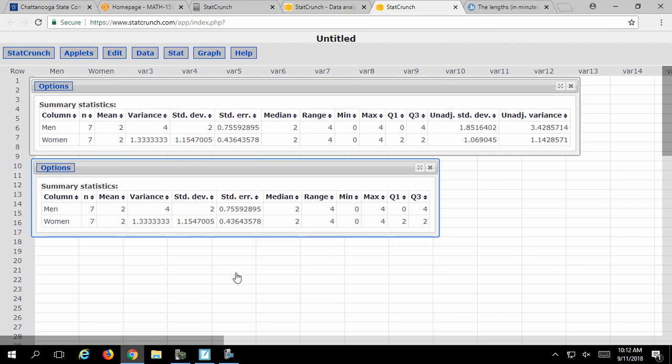You rarely have population data. But if you did, then you would use the unadjusted versions instead. If the data you have represents a population, then you use the unadjusted versions. But most of the time you're taking a sample because populations are hard to get. Right? But your homework will specifically ask you to do one or the other, and you've got to know which one to use. Okay?